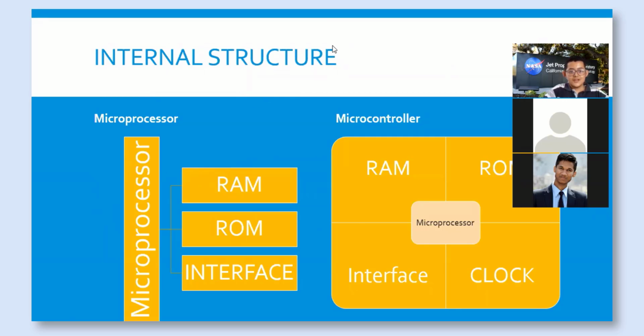The internal structure of microprocessor is like this. The microprocessor is a separate chip, and it needs to be connected with separate RAM, ROM, and interface. But in microcontroller, the RAM, ROM, interface, and clock are built into it.